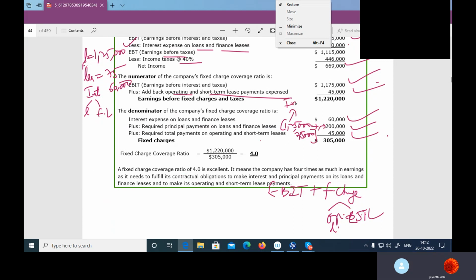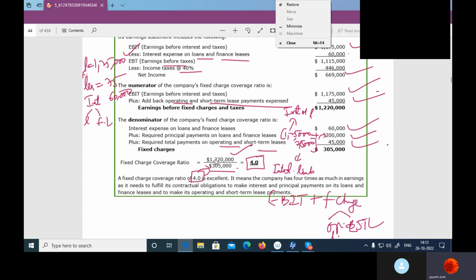This is interest on loan, this is interest on the lease liability, correct? Then the principal. And then you have the operating and short-term lease payments. So total payments is 3,05,000. Divided, the fixed charge coverage ratio is this. That means you are seeing how much your company is earning to pay the total fixed charges. So your company has 4 times the capacity to pay these fixed charges. It's an excellent thing.